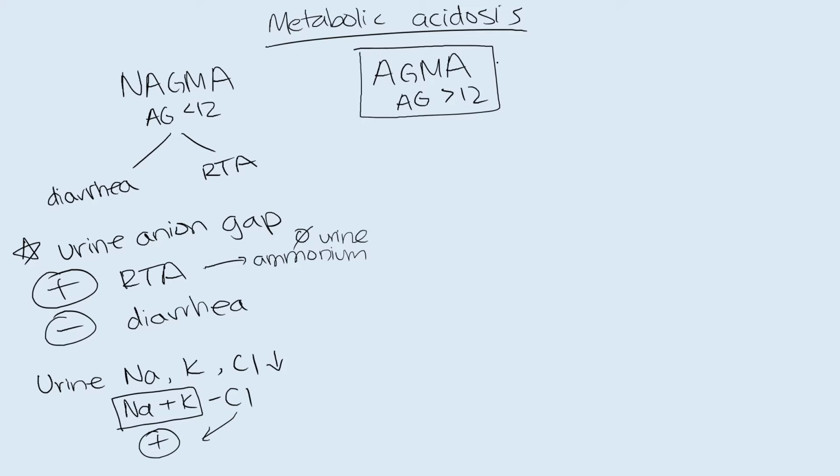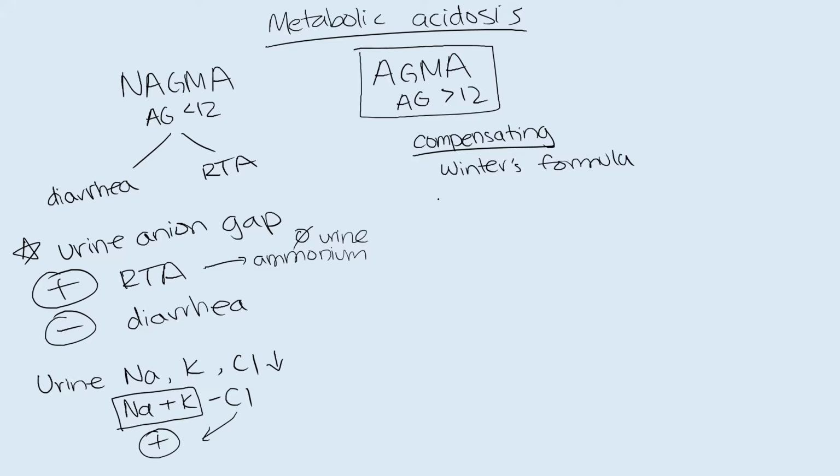So the next question that people are often going to ask you is, how do you calculate if the patient is actually compensating for their level of anion gap metabolic acidosis? And so the answer to that is going to be Winter's formula, which you are probably familiar with or have at least heard of before.